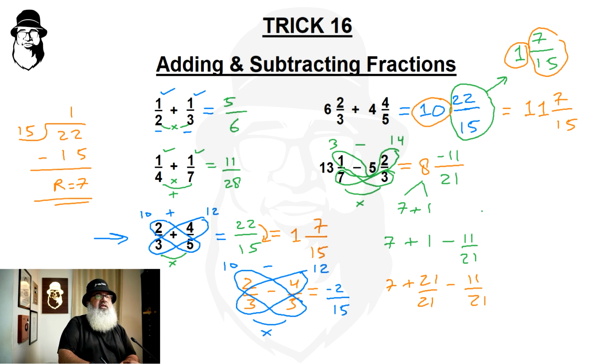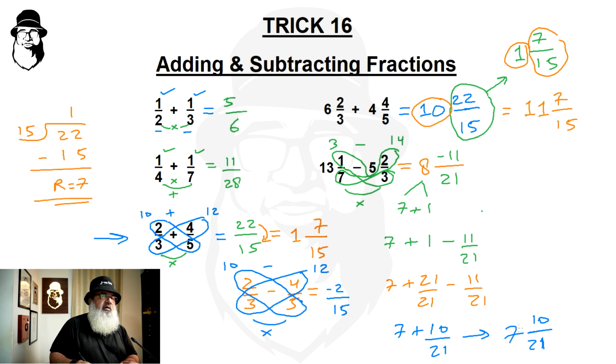And in the next step, we see that it is 7 plus, we have the same denominator, right? So we can add or subtract the numerators as it is. So 21 minus 11 is 10 over 21. And this is the same as 7 whole number, 10 over 21. This is how to solve it step by step.